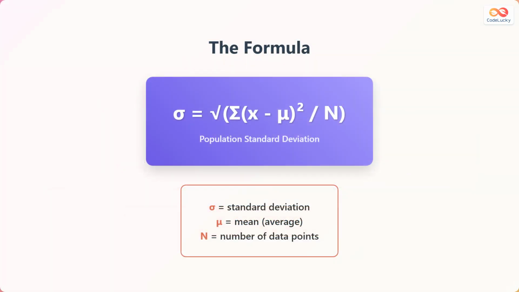Now, let's look at the formula for calculating standard deviation. The population standard deviation is represented by the formula sigma equals the square root of the sum of each data point minus the mean, squared, divided by the number of data points. Here, sigma represents the standard deviation, mu represents the mean or average, and n represents the number of data points.